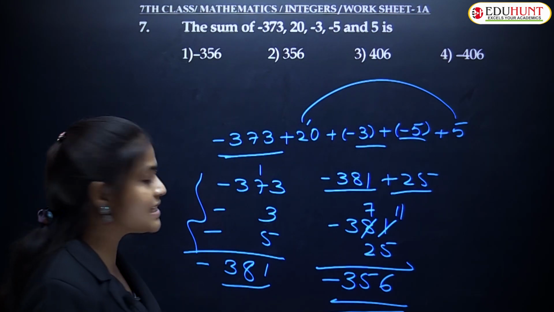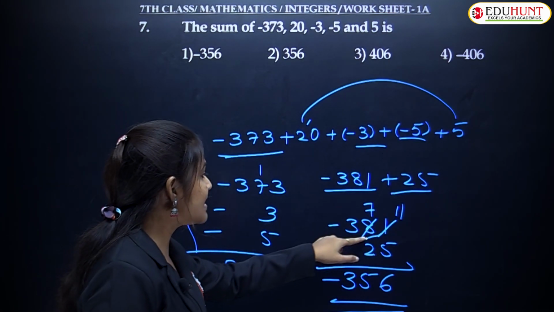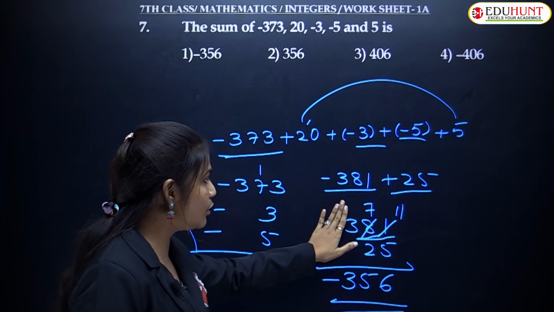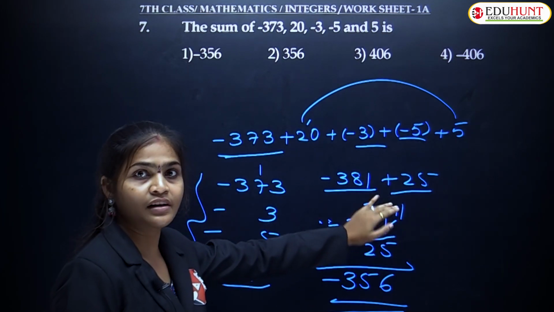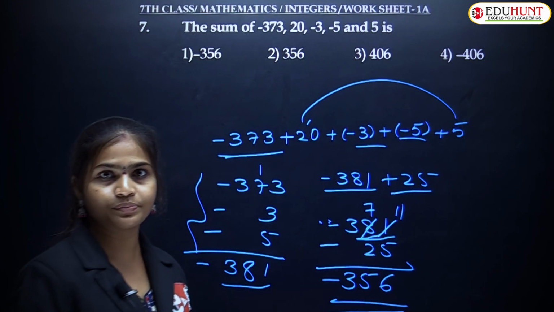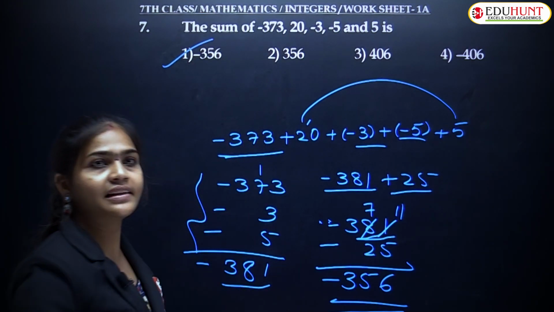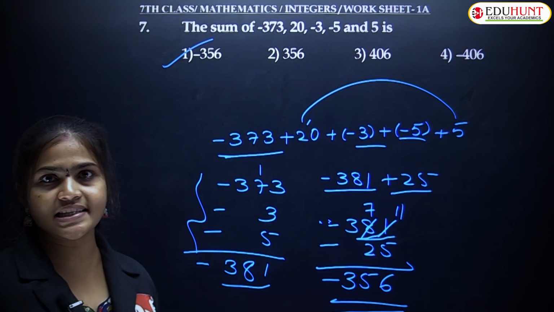Okay, positive 356 or negative 356? Negative only. Why? Because while observing only the numerical values, 381 is greater. So that greatest number has the negative sign. That's why the answer is negative. Understand? Which option is correct here? Option 1 is correct. That is minus 356.